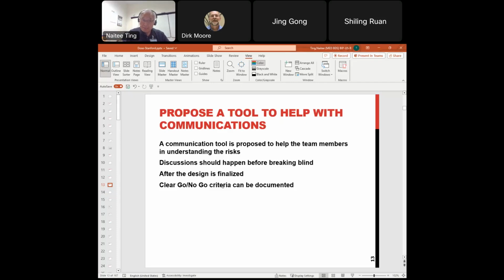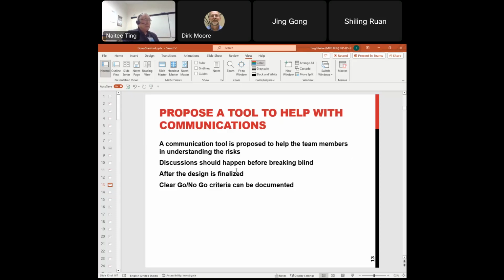But before unblinding, we're talking about probability. I can communicate with the team so that they understand the true value I can deliver as a statistician, because we are the thinkers of a clinical trial team. We are the brain of the team. Yes, I will do analysis. I'll be a pair of hands. But before being a pair of hands, I have to think. I have to be the brain of the team. And how can you show you're the brain of the team? You have to communicate. And that's why I'm going to give you a communication tool here. A communication tool is proposed to help the team members in understanding the risks.